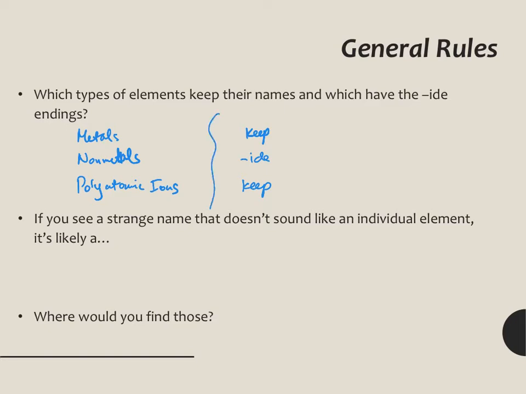Okay. Now, if you see a strange name that doesn't sound like an individual element, for example nitrate, chromate, or sulfate, then it's likely a polyatomic ion. And where do you find those? You're going to find those on Table E of the reference table, okay?